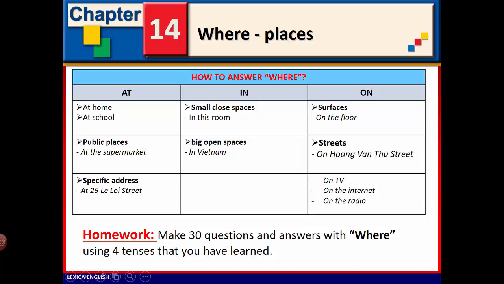Like in the supermarket. Right. Specific address. Specific address chính là một trong những chữ rất là khó trong cái bộ sách TOEIC.